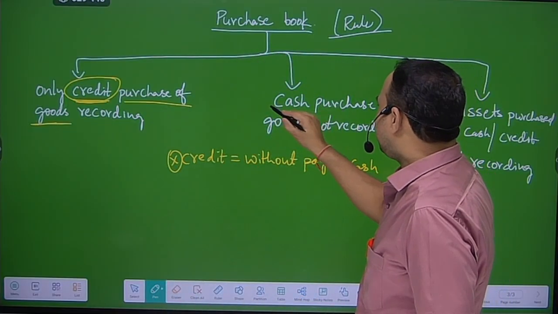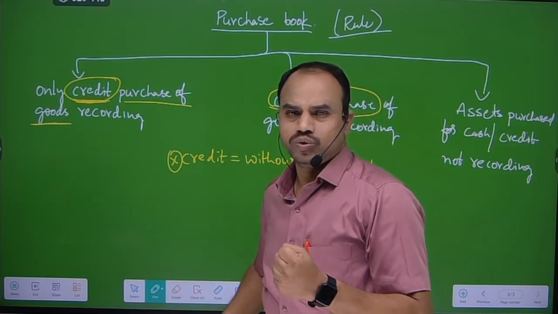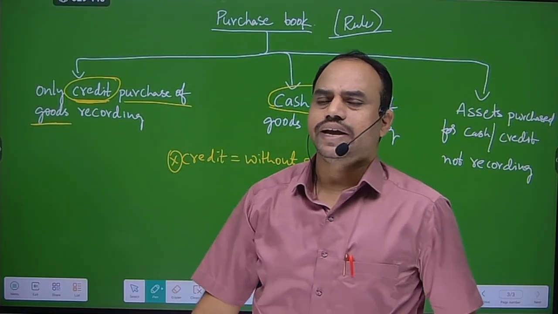Then what are cash purchases? Cash purchases means we purchased goods and we paid cash. That is called cash purchases.